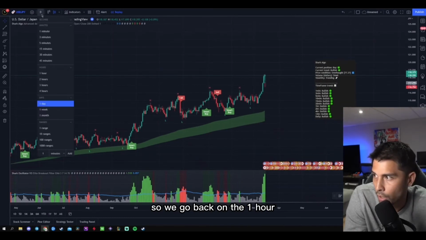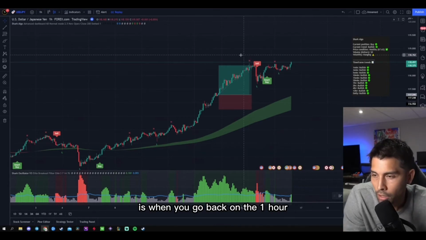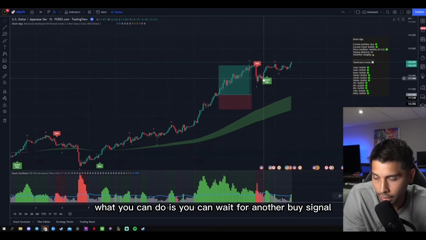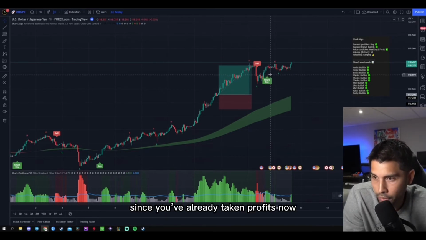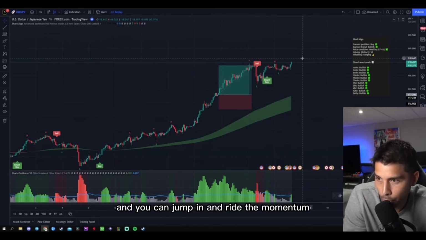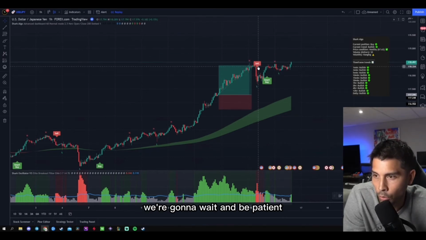So we go back on the 1 hour. So what I recommend, guys, is when you go back on the 1 hour, you can wait for another buy signal to let you know to get back in the trade. Since you're already taking profits, now wait for a buy signal and you can jump in and ride the momentum. Okay, guys? So because we had a sell signal here, we're going to wait and be patient.